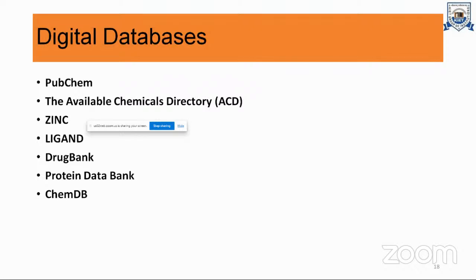They are not having only the synthetic or natural compounds, but they are also providing us the data for the various biomolecules, the receptor, genes, proteins. So that has been also made available. So these are the various digital databases.